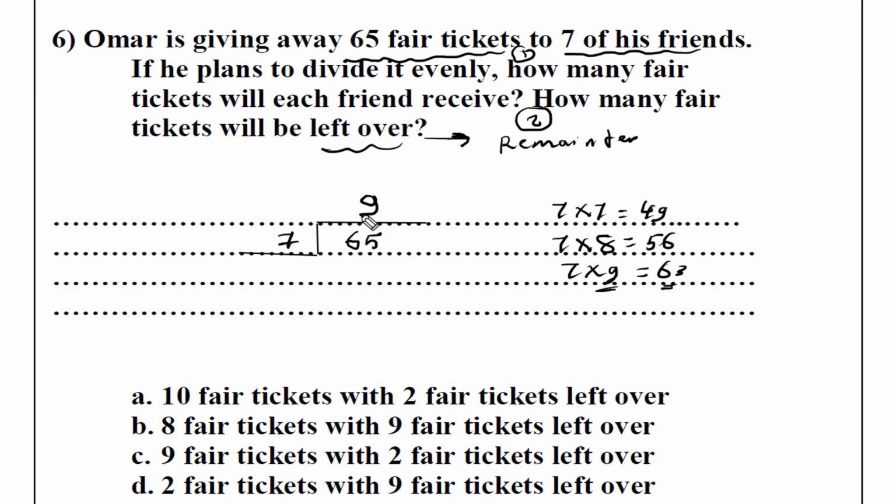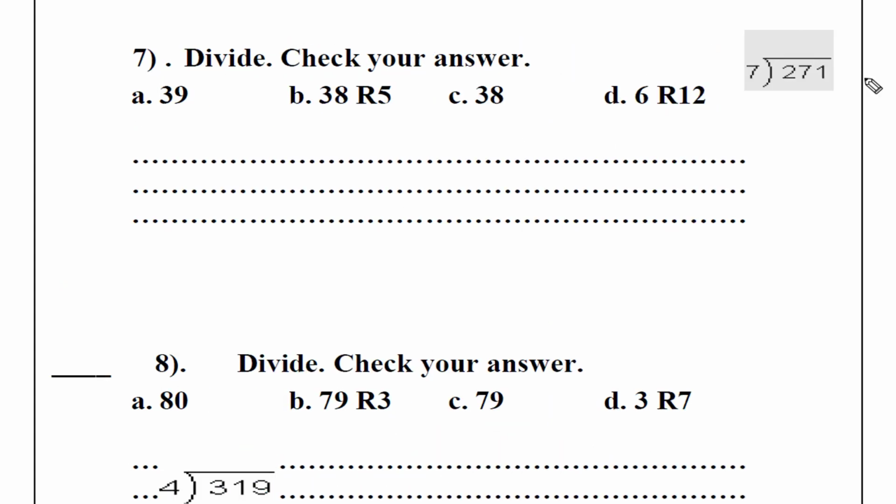Just we write 9. 9 times 7, it will be 63. 63. Write a line, subtract, it will be 2. So the quotient will be 9 with remainder 2. So the number of tickets will be 9 and the number of tickets left over will be 2. So 9 with remainder 2. 9 and 2. Look here, number A, 10, 2. B, 8, 9. C, look, C is what? 9 and 2. So the answer is C. Question number 7.